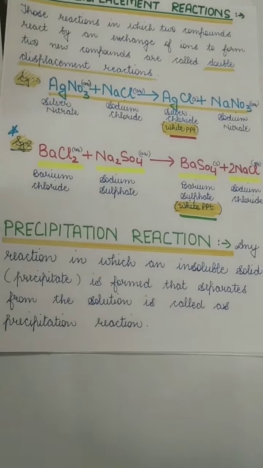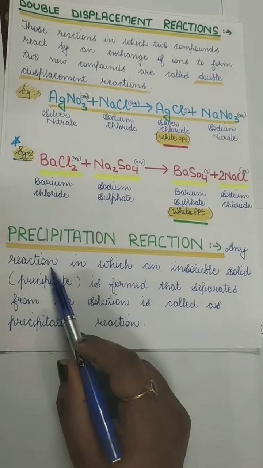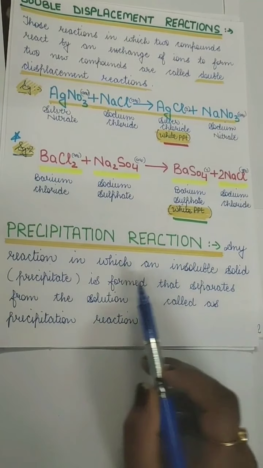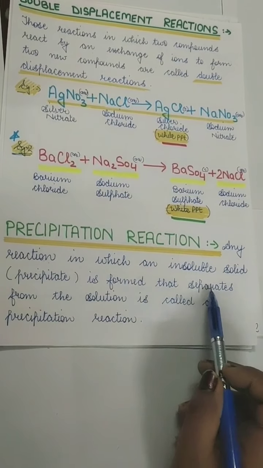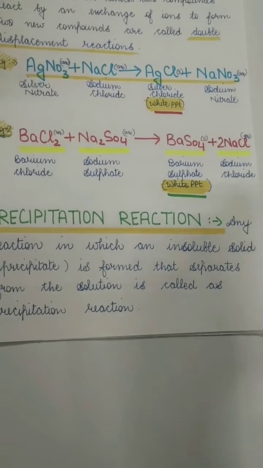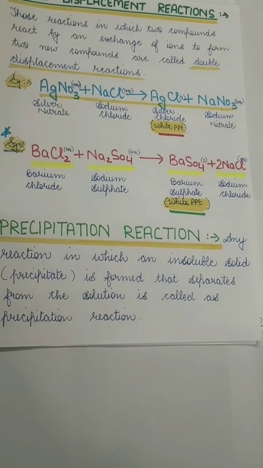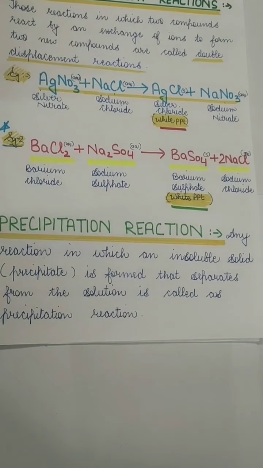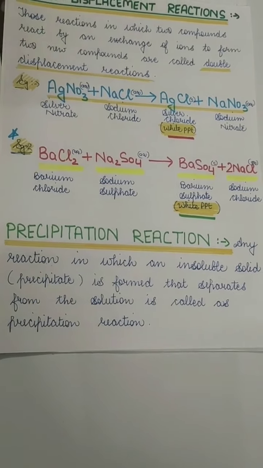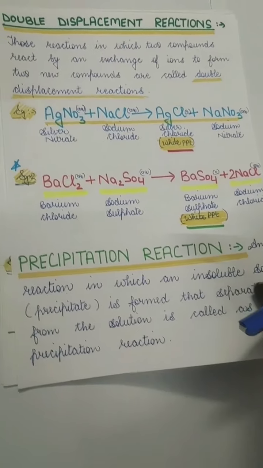In short, we can also say, you can write down the definition also, any reaction in which an insoluble solid or precipitate is formed that separates from the solution is called a precipitation reaction. That means whenever in any reaction there is formation of an insoluble solid which separates from its solution, which does not mix with the solution, it is called a precipitate, and the reaction in which there is formation of a precipitate is called a precipitation reaction.